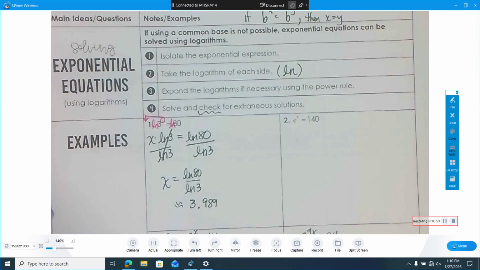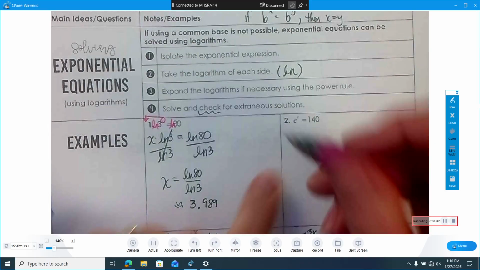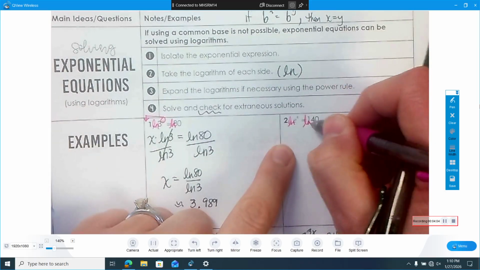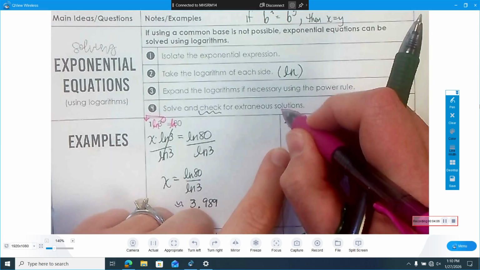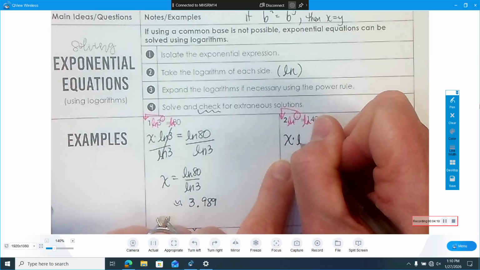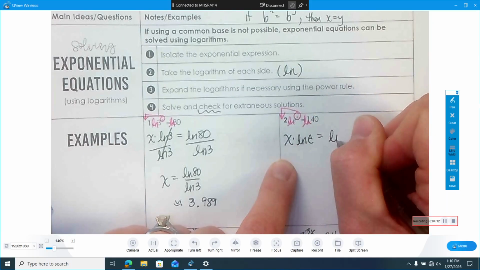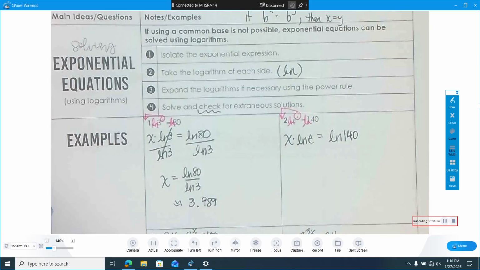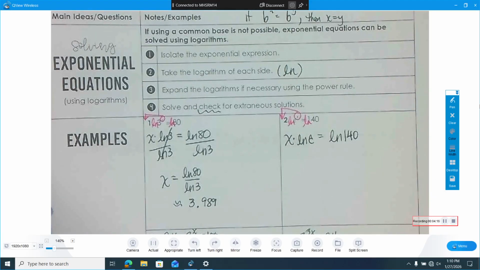All right. Number 2. E to the x equals 140. I can't do anything when that x is up high. What's going to allow me to drop it down? Natural log. We're going to take a natural log of both sides. That allows me a power play, so my power gets to drop down. I get x times the natural log of e equals the natural log of 140. What is the natural log of e? 1.